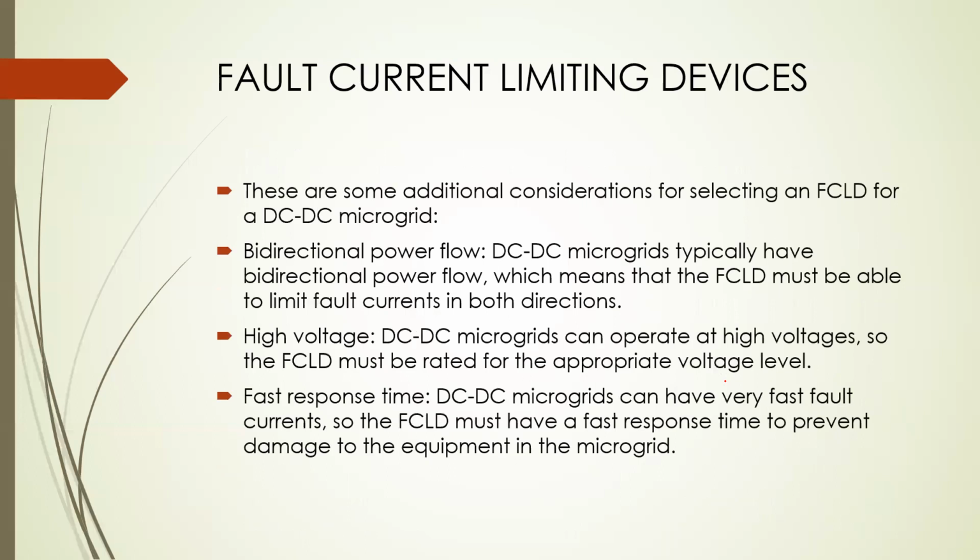These are some additional considerations when selecting an FCLD for a DC microgrid. Bidirectional power flow. DC microgrids typically have bidirectional power flow, which means that the FCLD must be able to limit fault currents in both directions. High voltages. DC microgrids can operate at high voltages, so the FCLD must be rated for the appropriate voltage level. Fast response time. The DC microgrid can have very fast fault currents, so the FCLD must have a fast response time to prevent damage to the equipment in the microgrid.